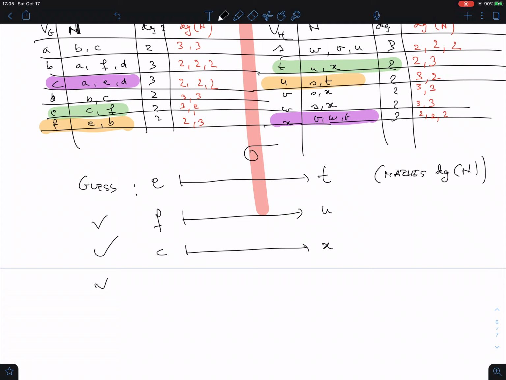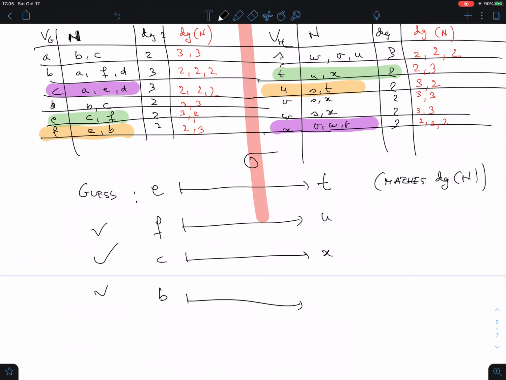So I hope that you see what I'm trying to say here. Sometimes I make a guess, but sometimes I then make a deduction. That's what I try to indicate here. So I'm saying now B, being the only other one of the type 2-2-2 with neighbors of degree 2, 2, and 2, or actually the only one of degree 3, that's even easier to say, has to be sent to S.